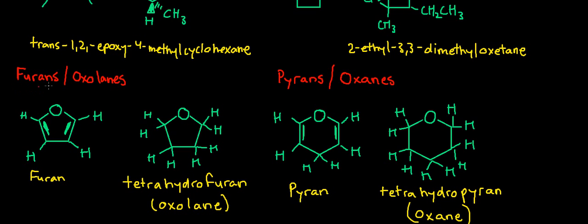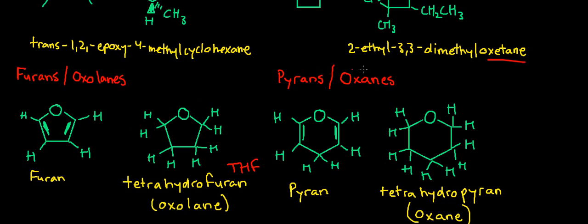5-member rings, furans and oxalanes. A furan has these double bonds. This is the structure, and often this is the common name, and more often you'll see it referred to as tetrahydrofuran. This is with the double bonds replaced by hydrogens, or it's also called oxalane, but usually you see it just written as THF. And to name it, it's basically doing the same as this.